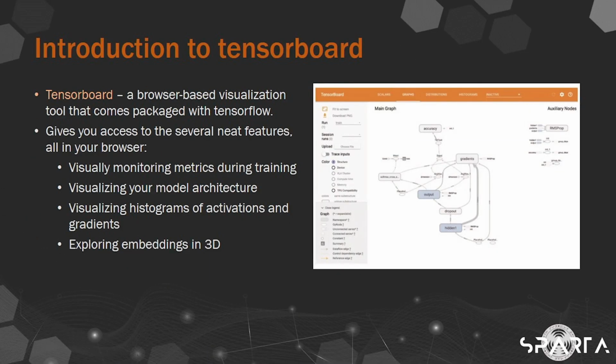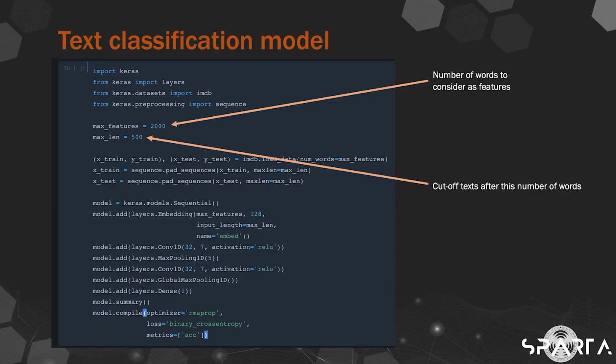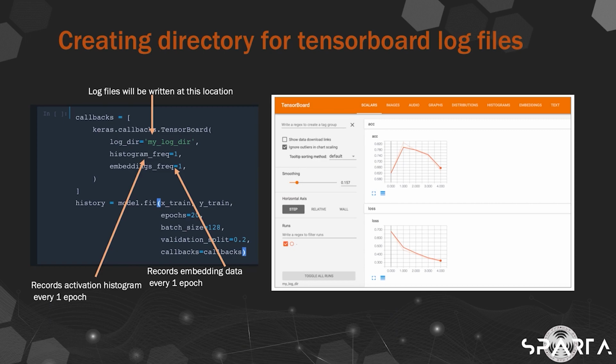TensorBoard is a browser-based visualization tool that comes packaged with TensorFlow. The key purpose of TensorBoard is to help you visually monitor everything that goes on inside your model during training. Let's launch the training with a TensorBoard callback instance. At this point, we can launch the TensorBoard server from the command line, instructing it to read the logs the callbacks is currently writing.